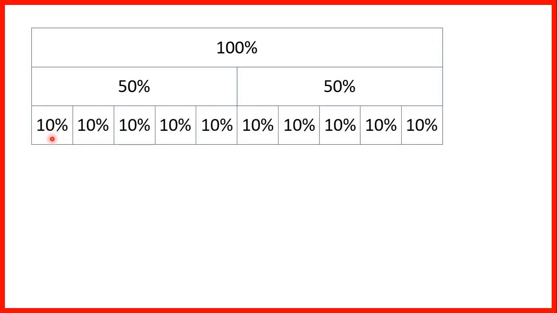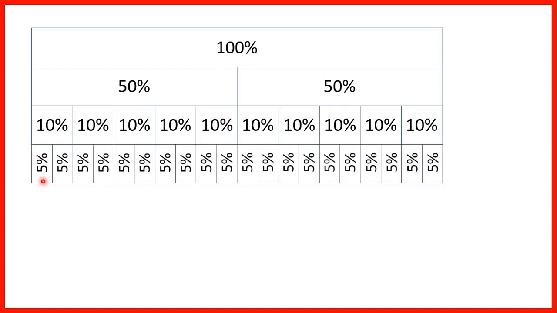Now we can also show 10 10% bars because 10 times 10 is 100. So our 10% bar is 1/10 of the size of our 100% bar. Now for 5%, we can see that if we have 5% 20 times, we have 100%. Also notice that 5% is half the size of 10%. So if we have two 5%s, that's the same as having one 10%.